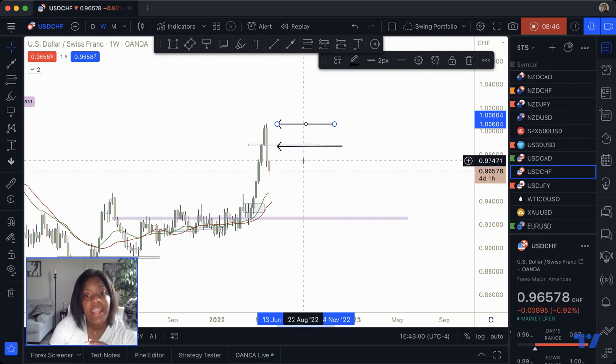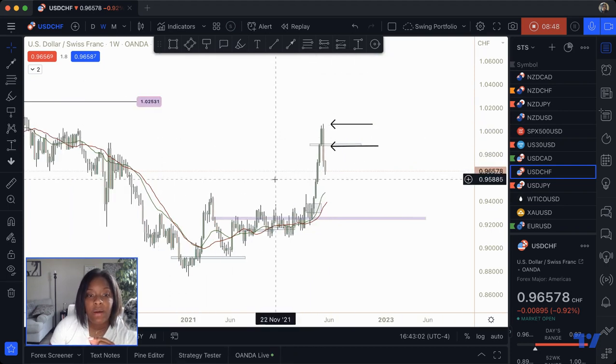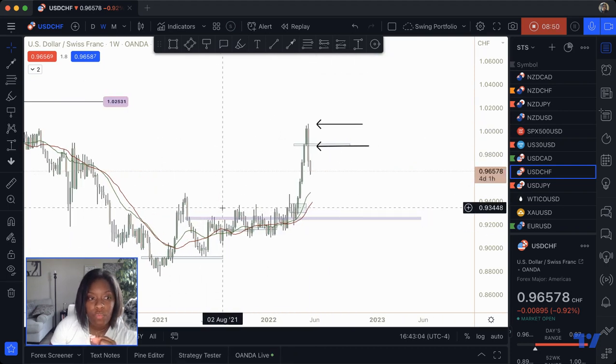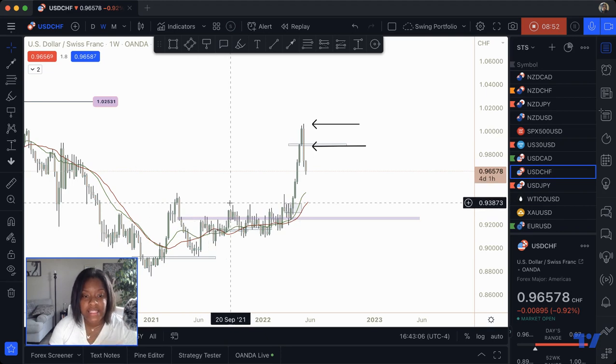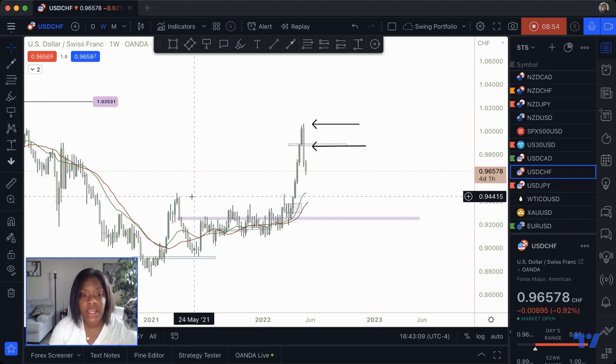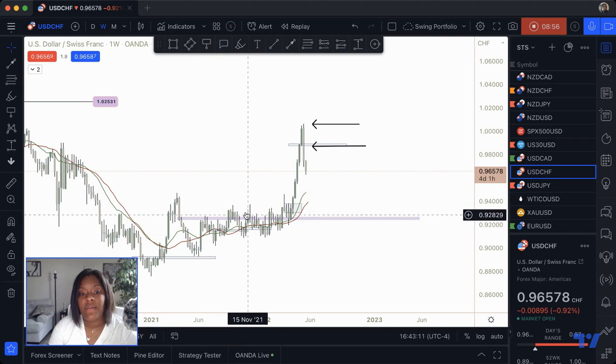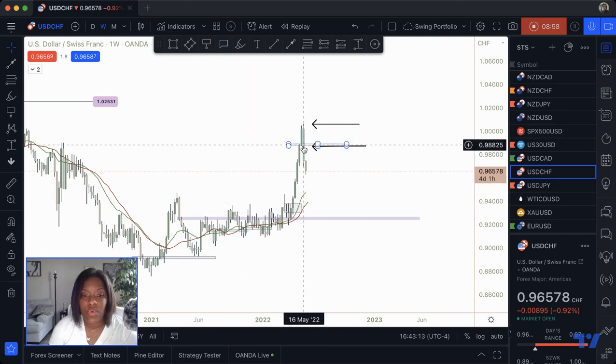Now, this is a maybe because if we look at what price is doing right here on USD Swiss, you guys can see she was making, in between this area here, higher highs and higher lows going back up to the upside.